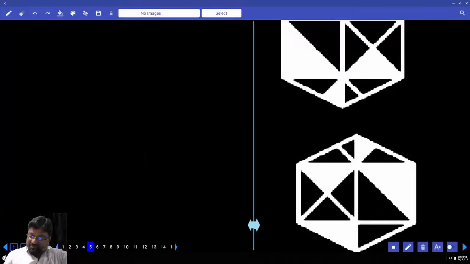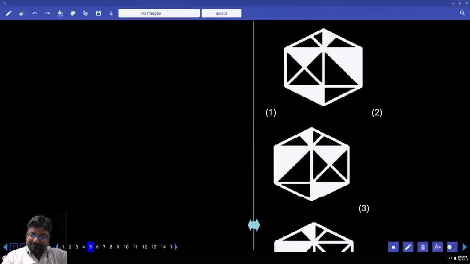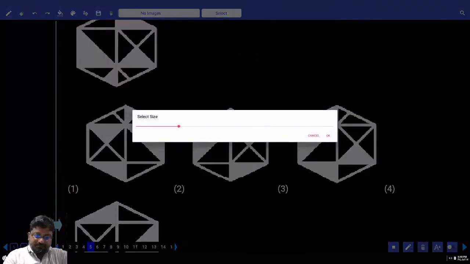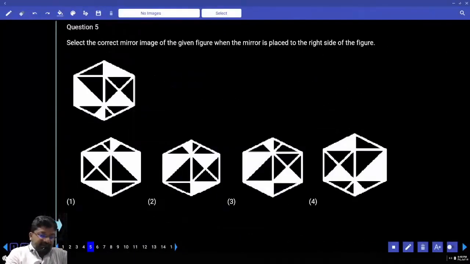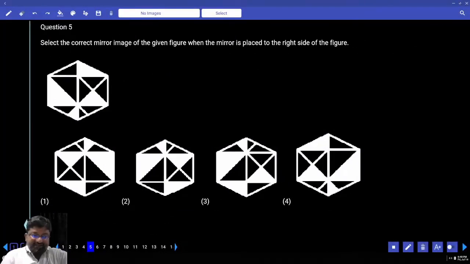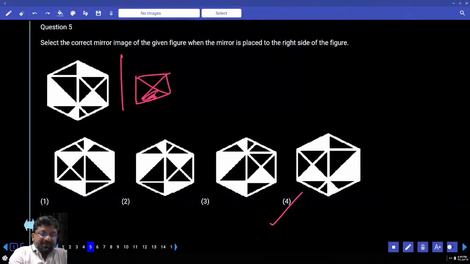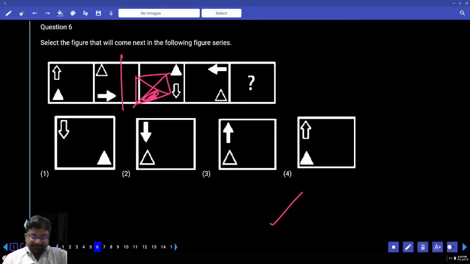Now, what's this question? Mirror images, and the mirror is placed on the right side of the figure. What's the answer? Dead easy. It has to be 4th option. When it is on the right side, you get something like this, and this is where you get the shaded part. Right? Obviously the 4th option.